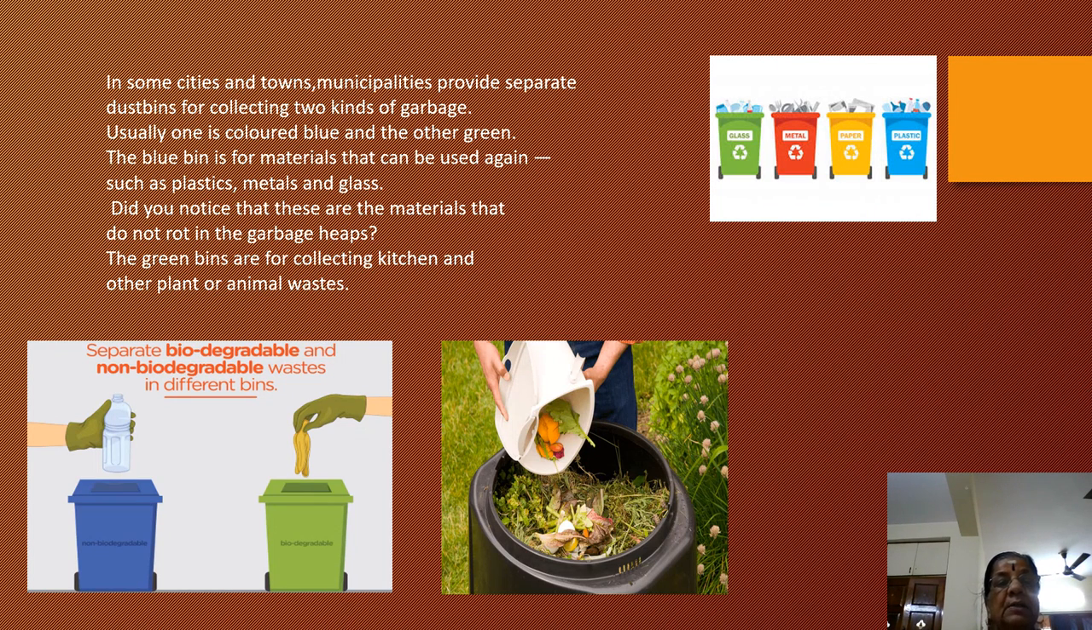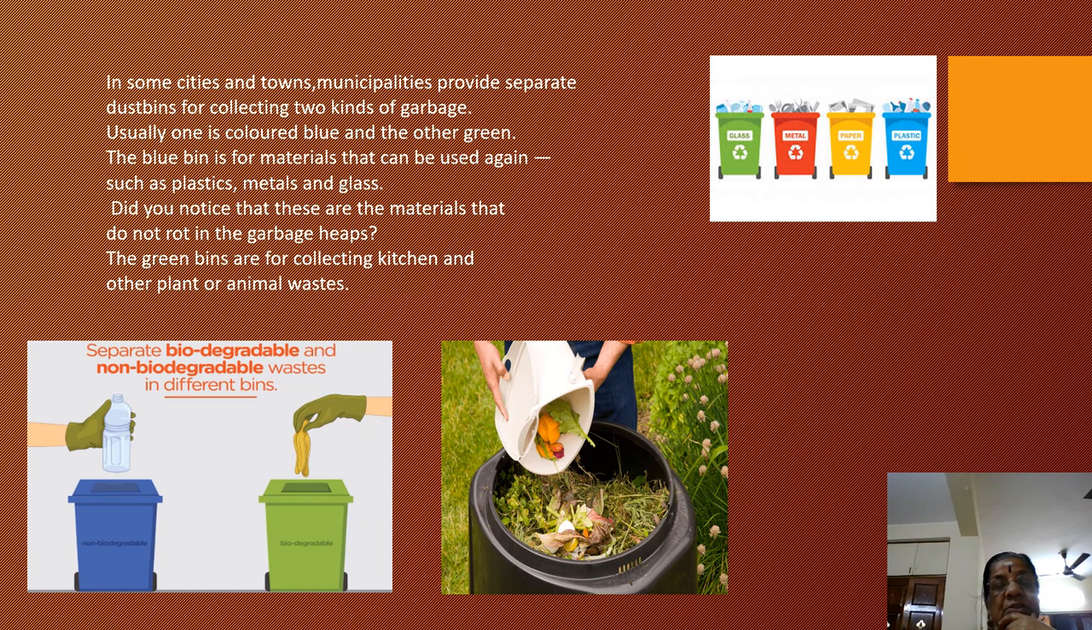So here in some cities and towns, and in our place we call it a city, municipalities provide separate dustbins for collecting two kinds of garbage. They are usually colored one blue and the other green. The blue bin is for material that can be used again, such as plastic, metals and glass.